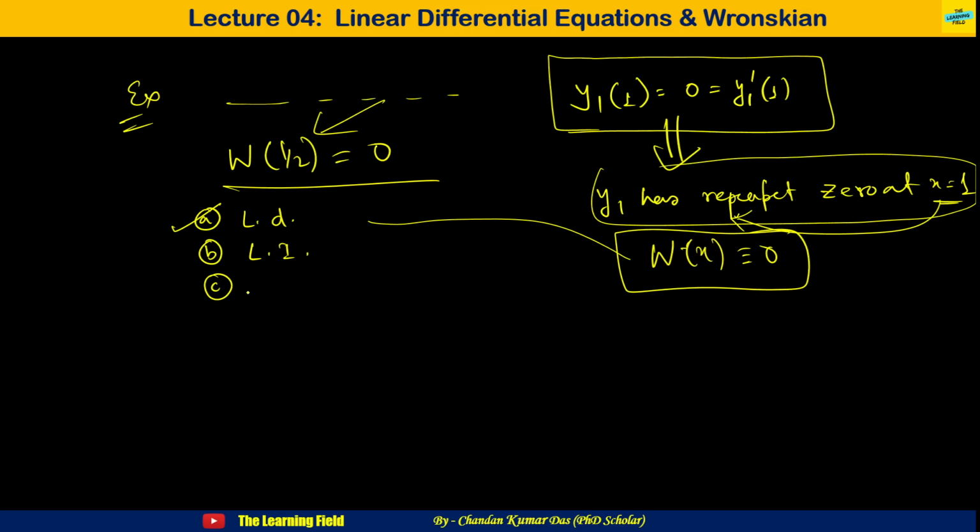Maybe these types of options are also included, that y1 has repeated zero, suppose in option C, that y1 has repeated zero or zeros of order 2, or something like that. Y2 has zeros of order 2. So these types of questions are generally asked in the CSIR NET or any other exam paper from the Wronskian point of view. So this is the lecture. I end this lecture here today.